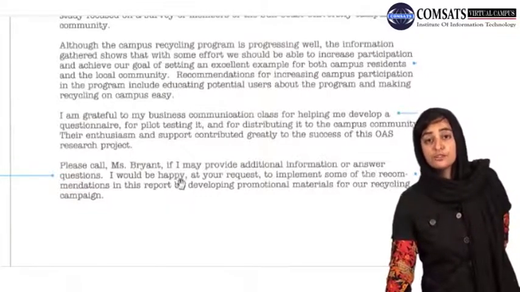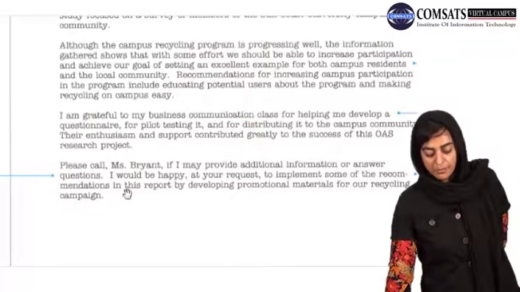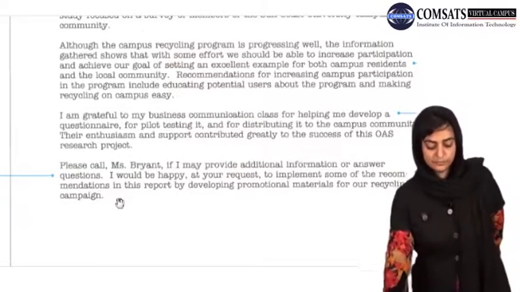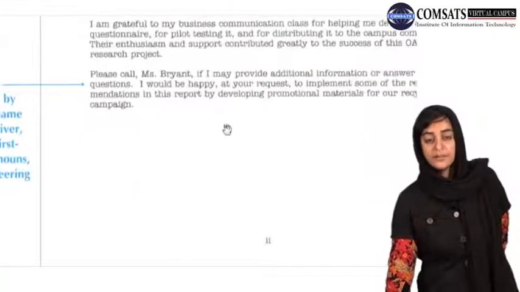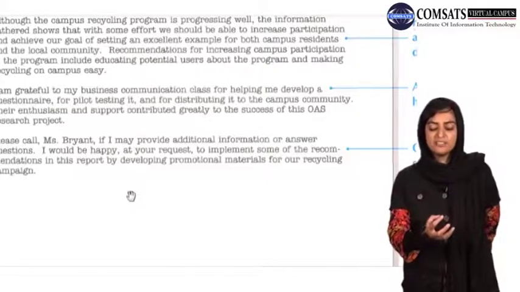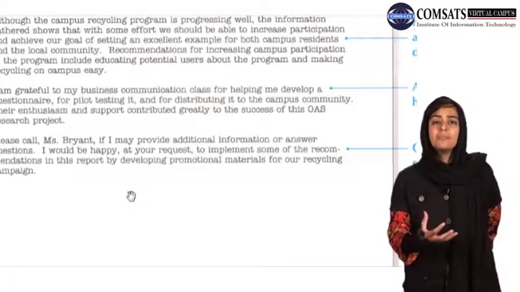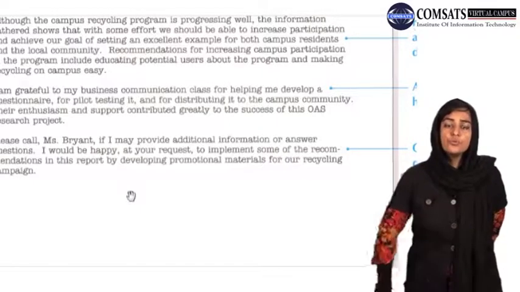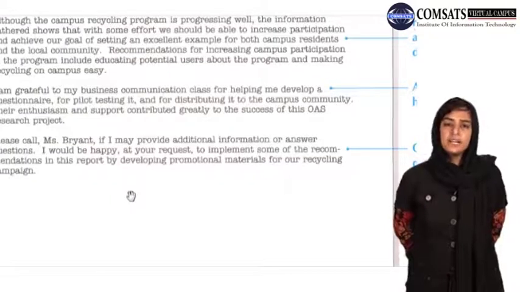Again, the first person pronoun I: I would be happy at your request to implement some of the recommendations in this report by developing promotional materials for our recycling campaign. Here, the writer of the report is very warmly volunteering for the help, that I am ready to help you in this regard further when you would be practically implementing my recommendations.